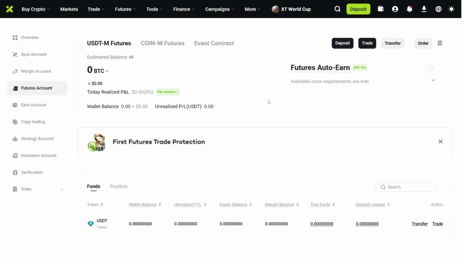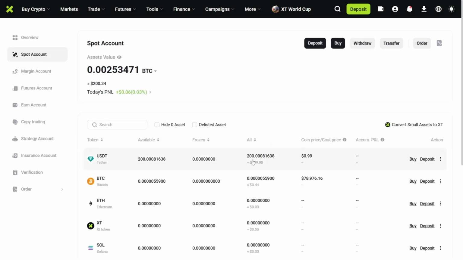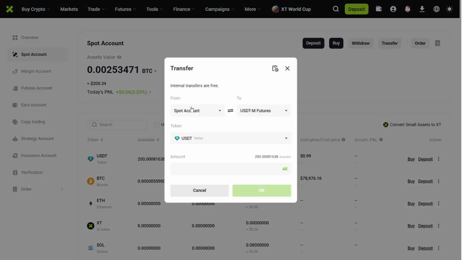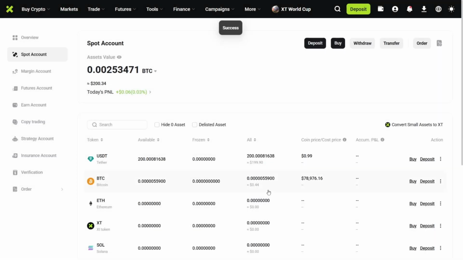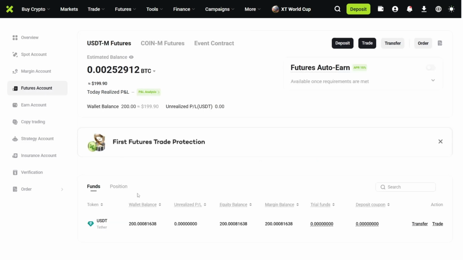When you deposit funds into xt.com, you can either deposit them into your futures or spot account. So that means I mistakenly deposited my funds in my spot account, as we can see the 200 USDT. So we just want to transfer this from spot to USDT futures. Make sure we are transferring the full amount and click OK. Now heading back to our futures account, we can now see that we have our 200 USDT.